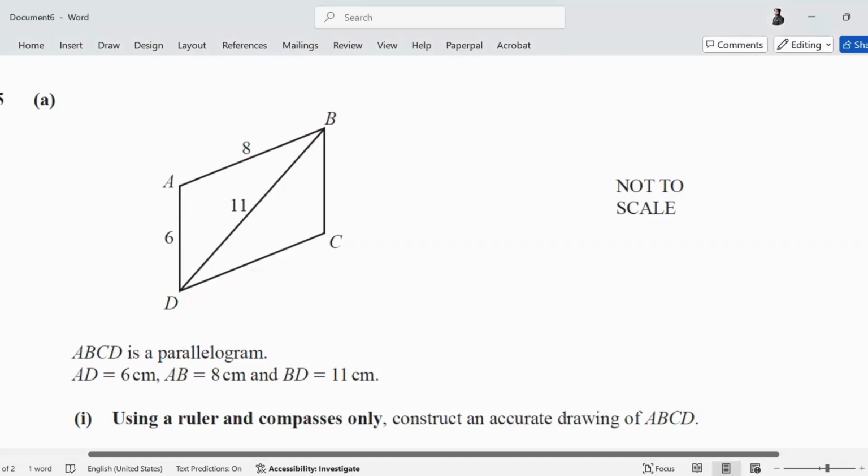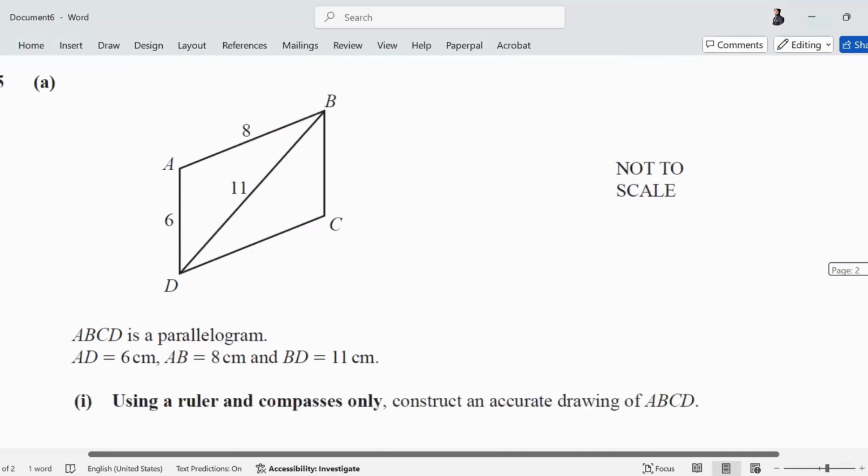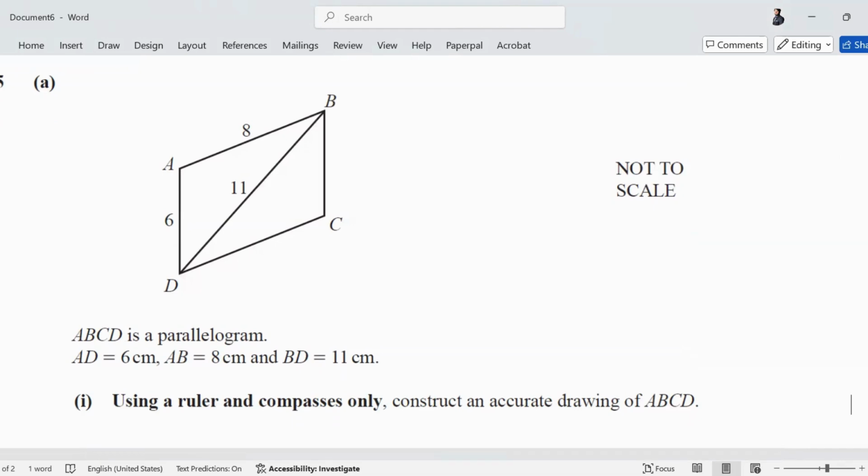Okay, so the next question is from June 2019, paper 1, question number 5. We are provided with a rough sketch of a parallelogram. ABCD is a parallelogram. AD is 6, AB is 8, and BD is 11 centimeters. Using a ruler and compasses only, construct an accurate drawing of ABCD. The past paper had the line AD drawn for you, but if you were given the choice, which line will you draw first?